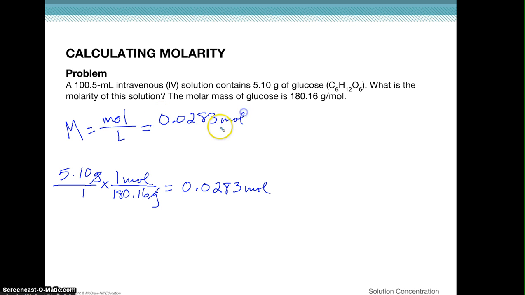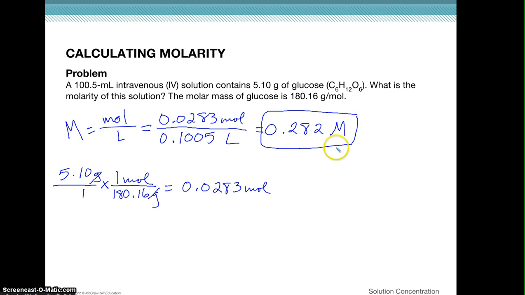0.0283 moles. Now we want to divide that by liters of the whole solution. Well, we're given milliliters here. So to convert from milliliters to liters, we divide by 1,000. So we have 0.1005 liters. So when we divide, we get 0.282 capital M for molarity. So we would say it is a 0.282 molar solution, or the molarity of the solution is 0.282.